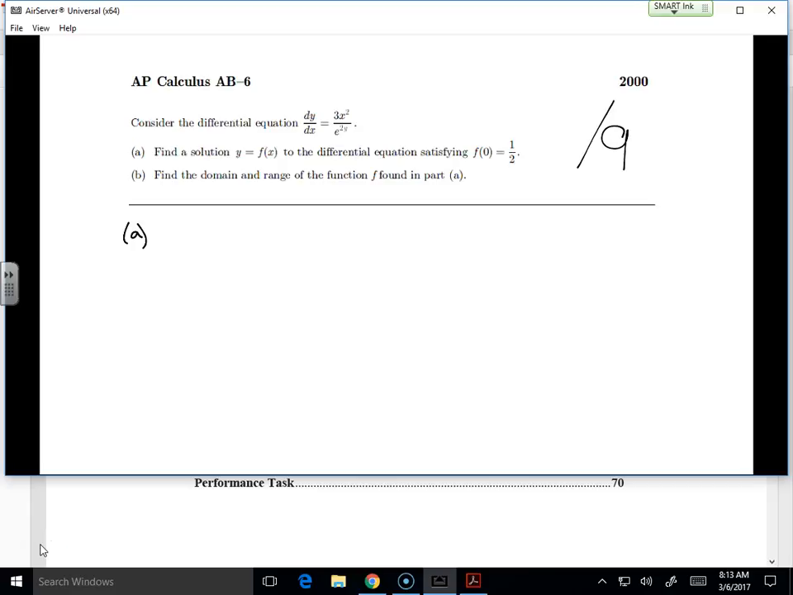For A, you would get absolutely no credit if you didn't separate correctly. So here's my question. Were you guys able to separate? Oh, I remember. You guys were all stuck with the E, weren't you? Were you guys able to separate correctly?